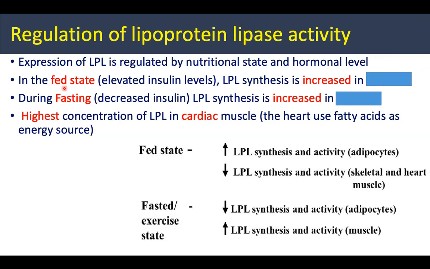Okay, good. So I think I already saw one answer, but could you guys answer this first part? In my fed state, when I've just eaten a really fatty meal, where is the lipoprotein lipase going to be increased? Is it going to be in my adipocytes? It's going to be increased in my adipocytes so I can store the fat. When I'm fasting or when I've just done exercise, where is the LPL synthesis going to be increased? Yes, myocytes, muscles. Okay, good job, guys. And I told you that the highest concentration is in cardiac muscle because my heart is working literally all the time.